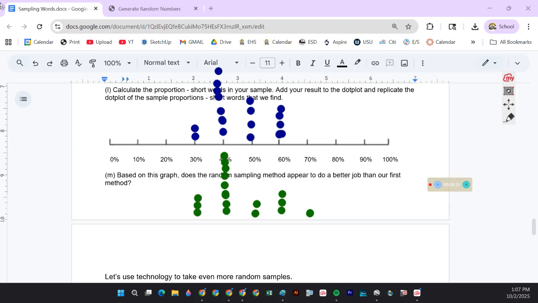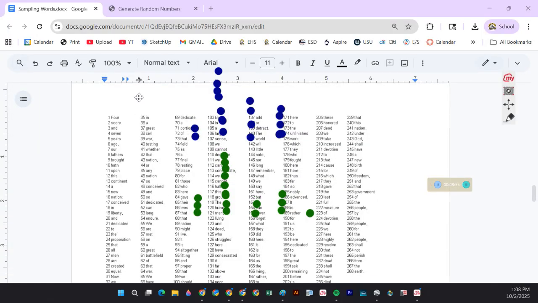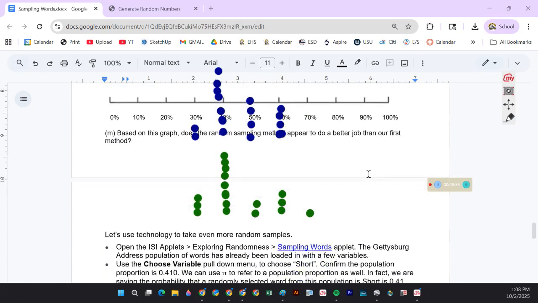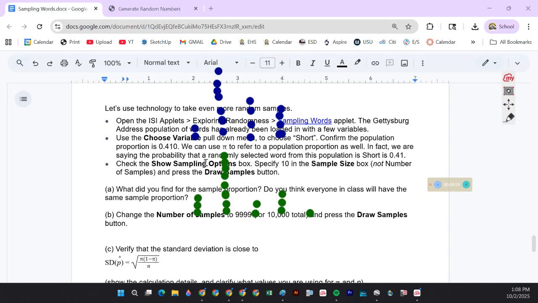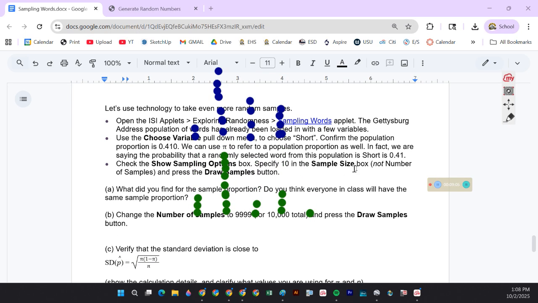Now in this case, is it possible to calculate the parameter? We've done several statistics where we took a sample and calculated the value. Could we do a parameter in this case? Or rather, how would we find the parameter? We just look at the list and count them all. So if I went up here and I counted all the 1, 2, and 3 letter words, that would give me the true value, which is 0.41.